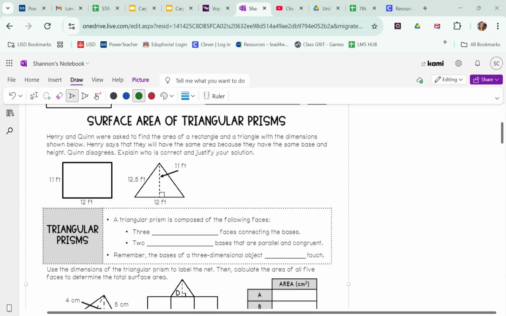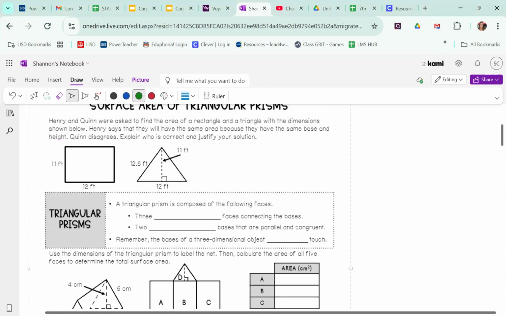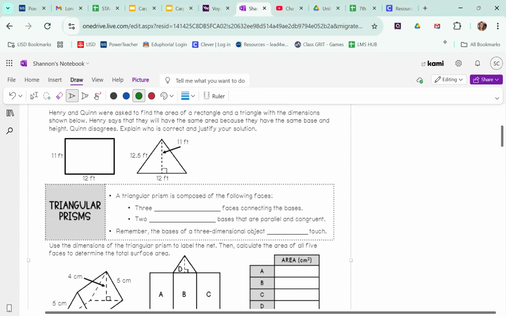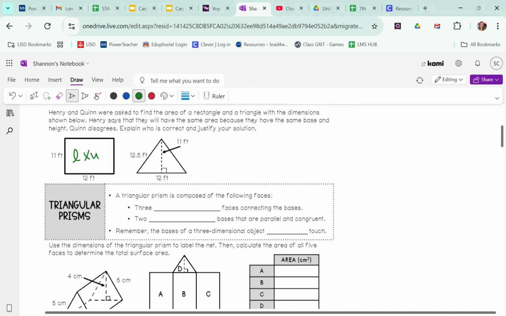Quinn disagrees. Explain. So before we actually talk about the explanation of the two, the only difference is you should know that the area, this one's length times width, and this one's base times height or length times width, but then you divide it by two. So base times height divided by two. And we could actually say that this one is also base times height instead of length times width.